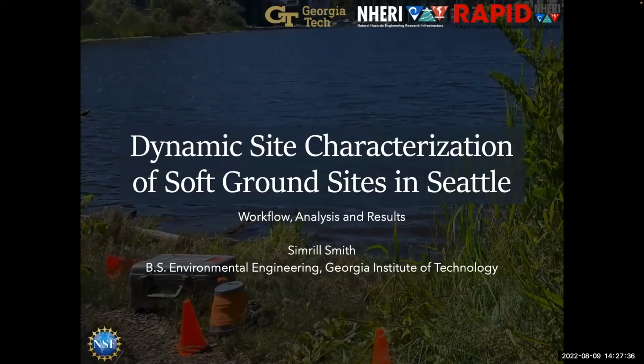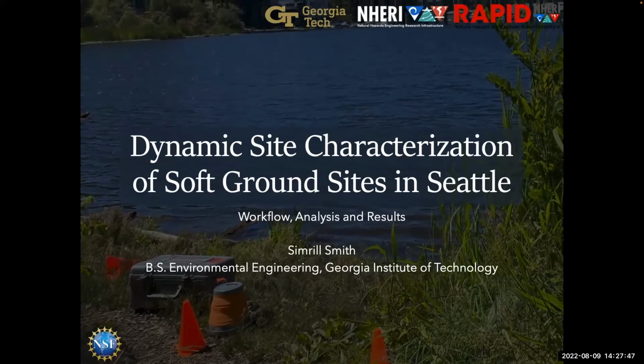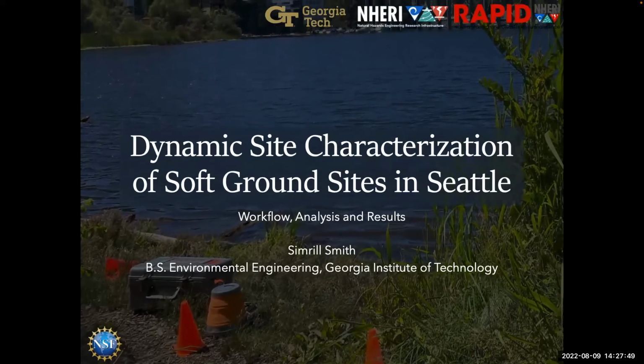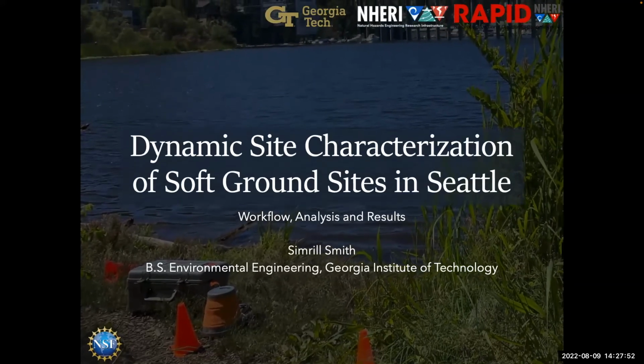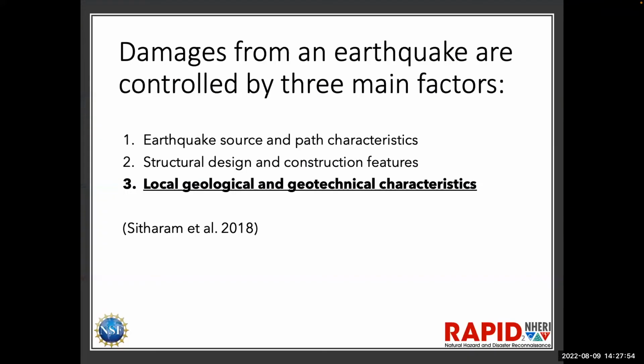Hi everyone, my name is Simone. I'm a current environmental engineering student at Georgia Tech, and this is my summer research at the Rapid Research Facility at UW, focused on the dynamic site characterization of soft ground sites in Seattle, looking at workflow analysis and results of the horizontal to vertical spectrum ratio method. So to backtrack and understand the broader implications of what I'm doing, when you think about an earthquake, damage is caused by the earthquake itself, the way it affects the infrastructure, and also the nature of the site itself, or site effects.